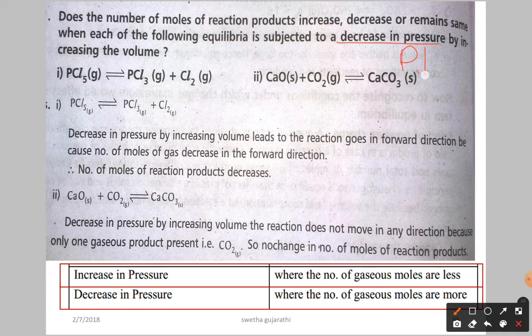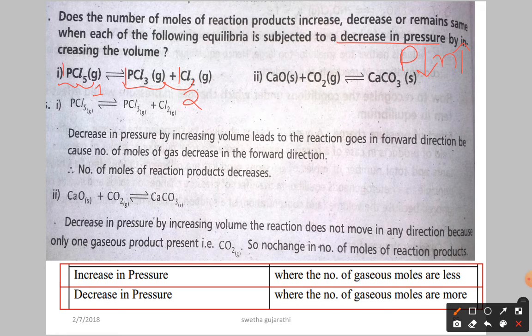As we know very well, once the pressure decreases, the reaction has to proceed where the number of moles is going to increase. Now let us see the first example. Here 1 mole of PCl5 is going to convert to 1 mole of PCl3 and 1 mole of Cl2. The total number of moles of reactant is 1. Number of moles of product, we have 2 moles.